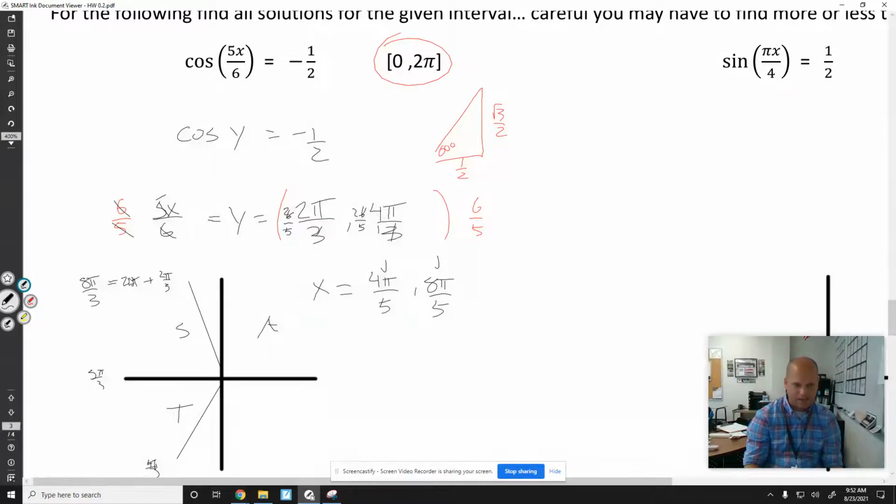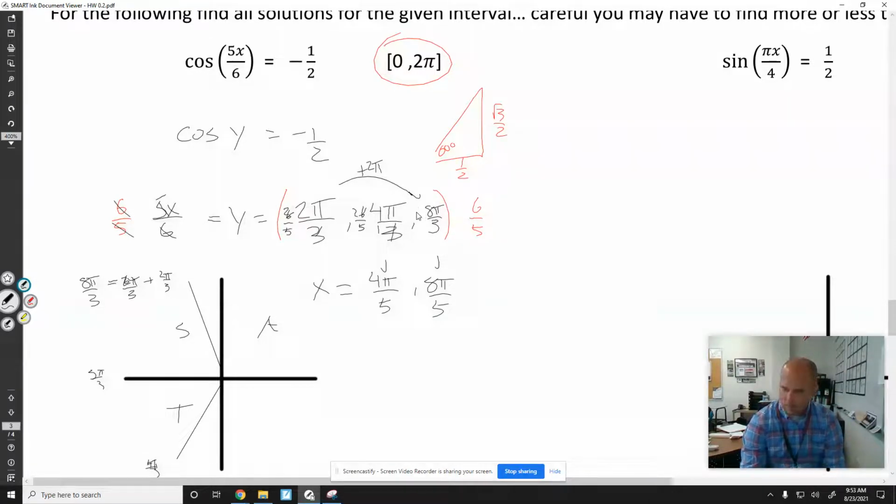Now, how did I do that? I turned this into something that looks the same so that I can add two fractions together, common denominator. Okay, I'm going to go over here and say, what if I had 8 pi over 3? Same location, but a different angle. I just took that and added 2 pi.